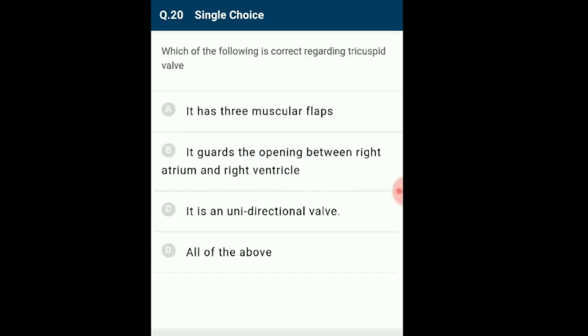Question number 20. Which of the following is correct regarding tricuspid valve? It prevents blood from flowing back into the right atrium during contraction of the ventricle. The tricuspid valve is one of the two main valves on the right side of your heart. Normally, the tricuspid valve has three flaps, generally called leaflets, that open and close, allowing blood to flow from the right atrium to the right ventricle in your heart and preventing blood from flowing backward. So the answer is all of these, option D.